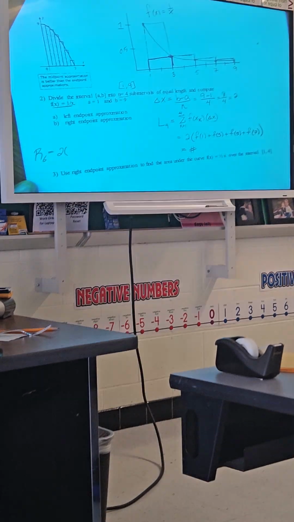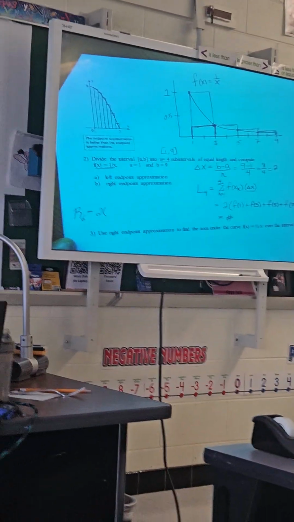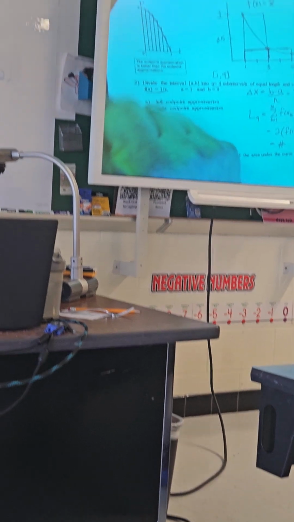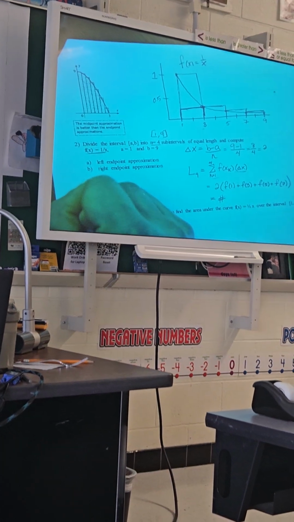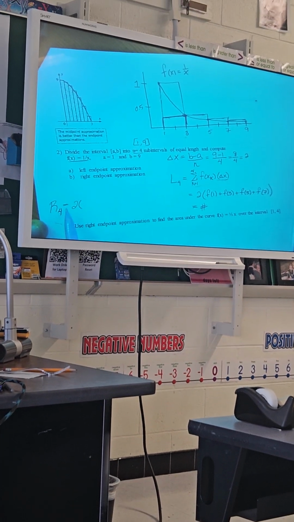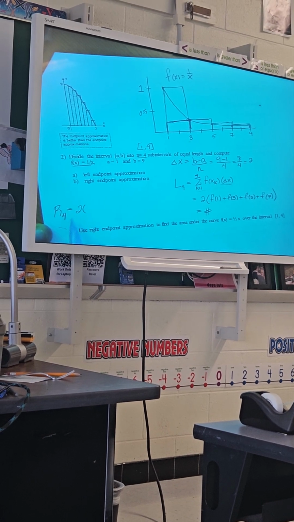Is that supposed to be 4 with the R? I did a lot of problems on the homework that were 6, thank you. But we're looking at 4, the approximation of 4 rectangles. Yes. Thanks, Mohammed.